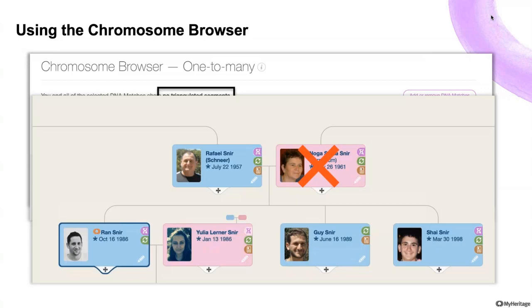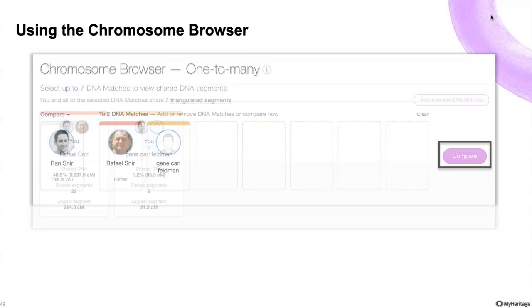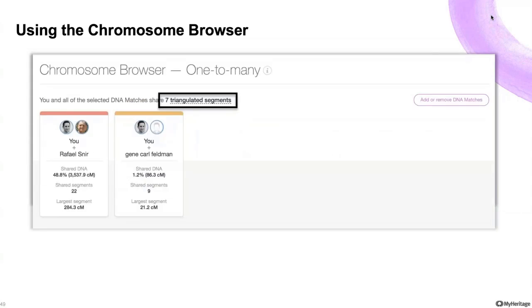And I'm going to try with my dad, and here I expect there to be a connection. So I'm comparing now myself, my dad, and Gene. And you can see that there are 7 triangulated segments, which is great. It means probably Gene is related to me on my paternal side.